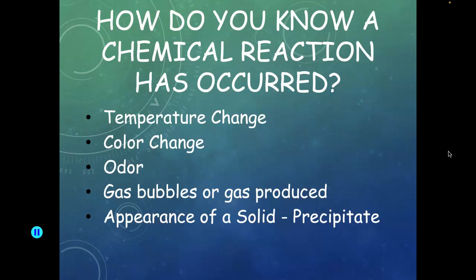We can have gas bubbles or gas that's produced, and sometimes it kind of looks like steam coming off, or we see bubbles in the solution, or we have the appearance of a solid. Another word for that is a precipitate.